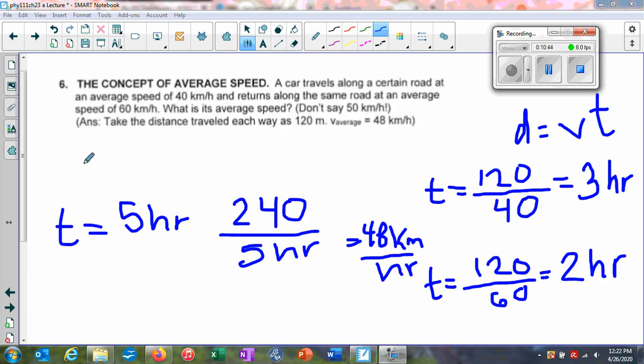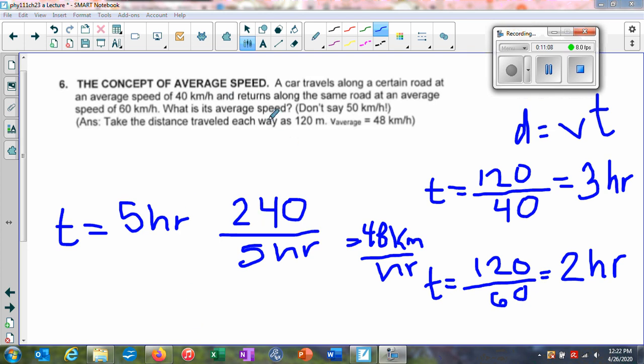All right, if we are looking for the average speed someone went, you know that that's the speed averaged out, not your instantaneous speed. So let's picture a car. It's driving along a certain road at the speed of 40 kilometers per hour. It returns along the same road with speed of 60 kilometers per hour. What is its average speed for the whole trip?